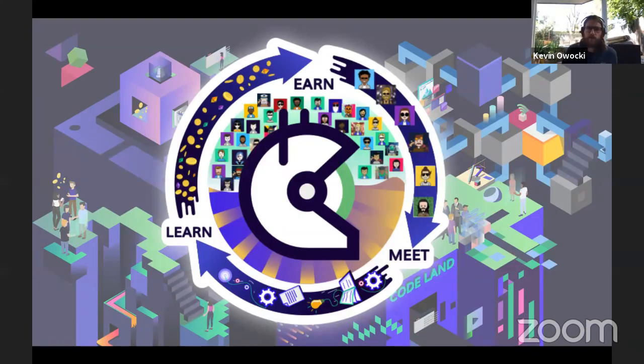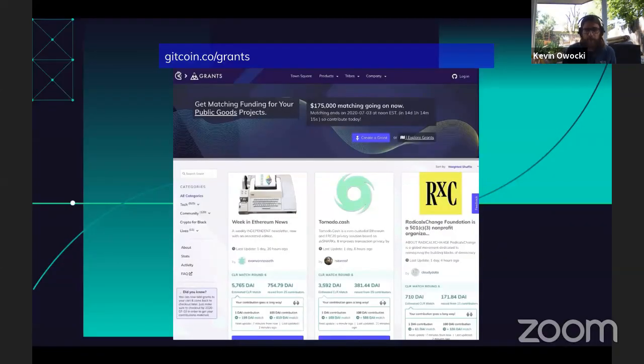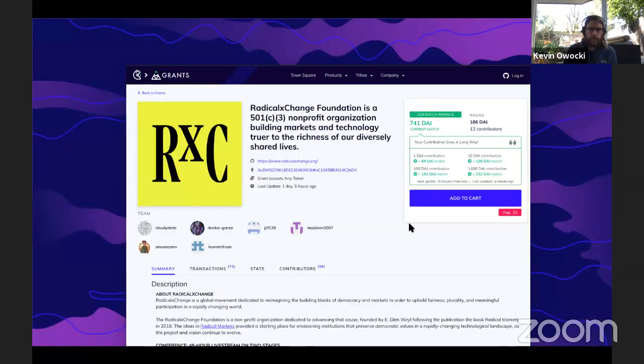So we've created a social network where software developers can earn, learn, and meet other software developers all in an open source native way. And Gitcoin Grants is where we put a lot of this work into practice. You can go to gitcoin.co/grants and you'll see that we have a matching pool going on right now that's using the quadratic formula to fund open source software. And this is an example of what a Gitcoin grant looks like.